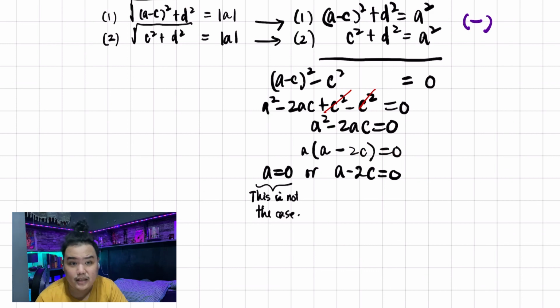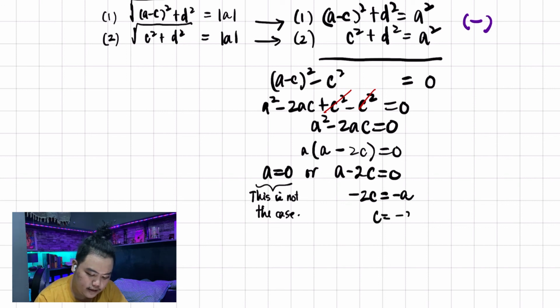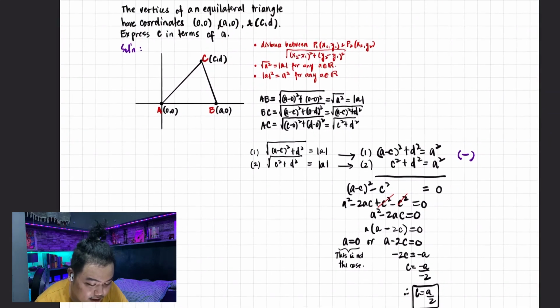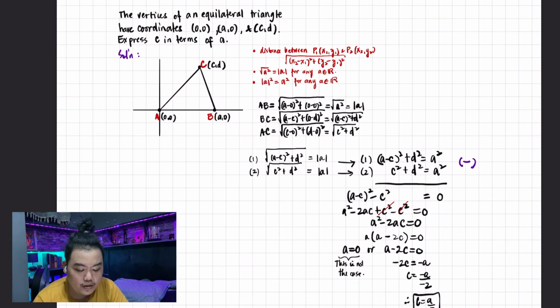Masasolve man na si C in terms of A. So, negative 2C is negative A. Divide both sides by negative 2. Therefore, C is equal to A over 2. So, ayan. Actually, meron pang ibang ways ng pagsosolve nito. Pero, pinakita ko lang kung paano to isolve using the analytic geometry way of doing it.